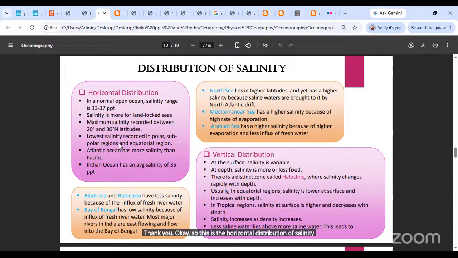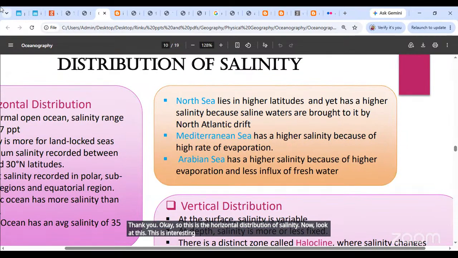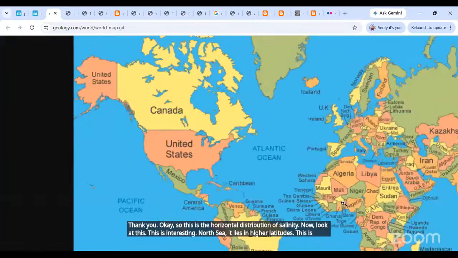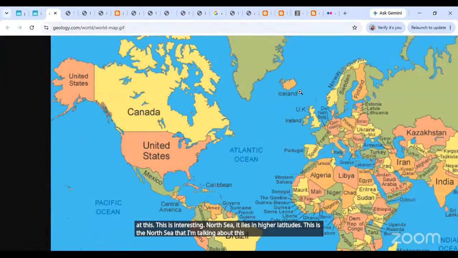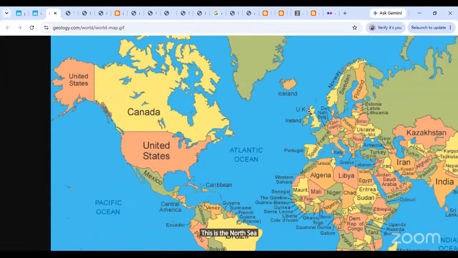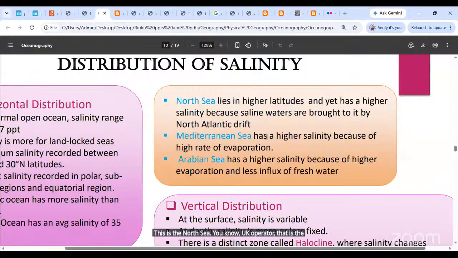Now look at this. This is interesting. The North Sea lies in higher latitudes. This is the North Sea that I'm talking about. Above the UK, that is the North Sea that we are talking about. So this North Sea lies in higher latitudes and yet has a higher salinity because saline waters are brought to it by the North Atlantic drift.